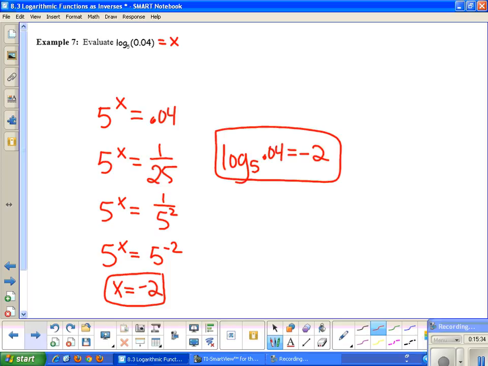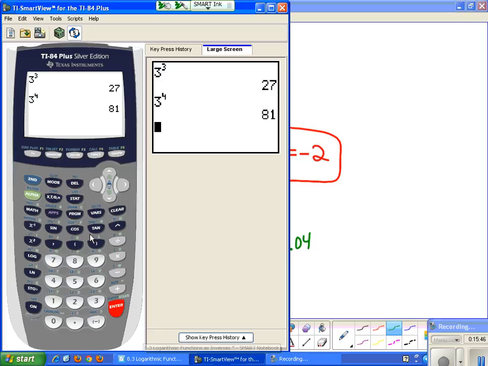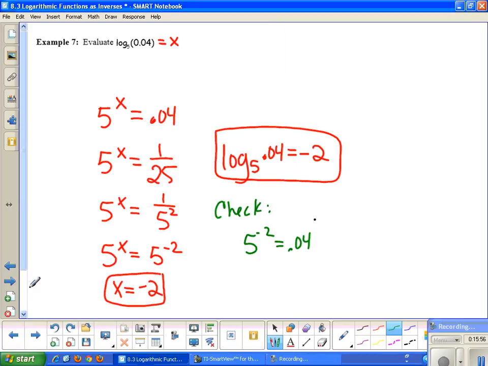And if I check, I know that 5 to the negative 2 power should be equal to 0.04. So you could always go to your calculator. So 5 to the negative 2 power, and notice I get 0.04. So it's an easy way to check your solution.